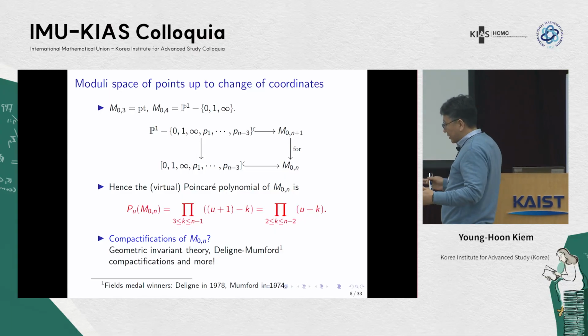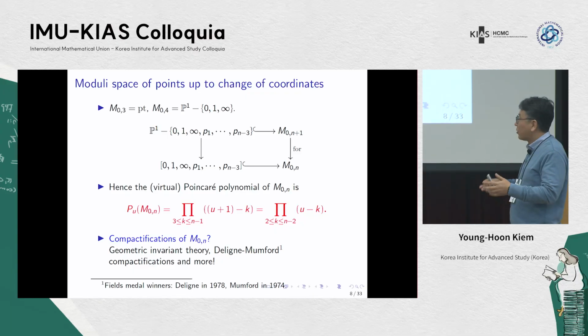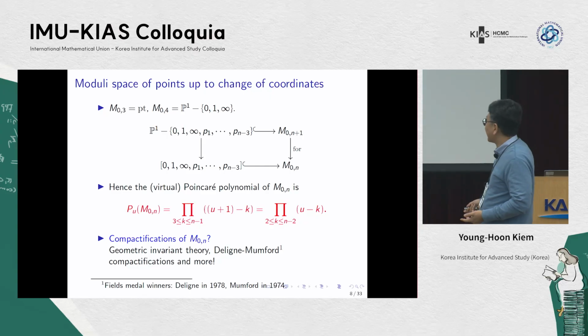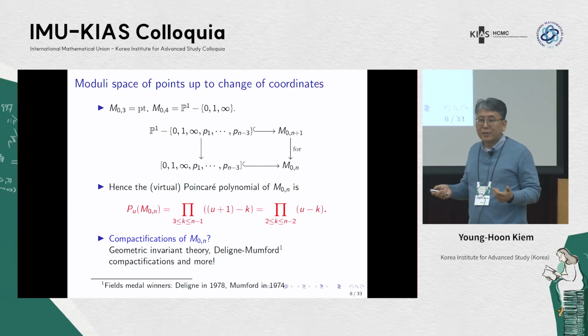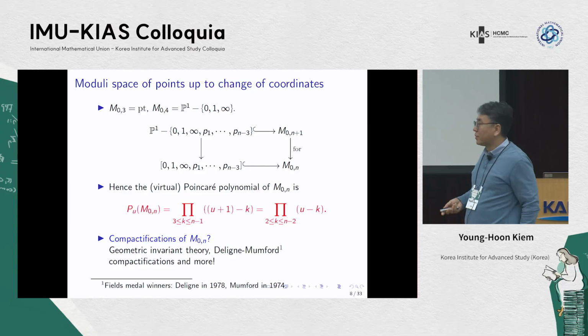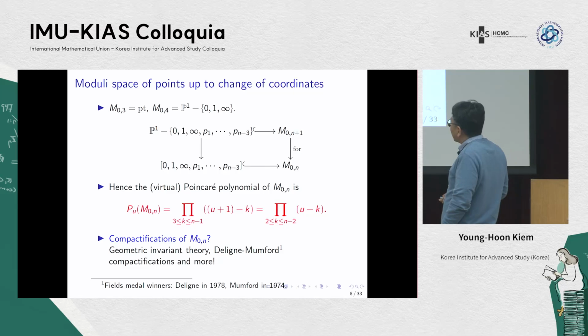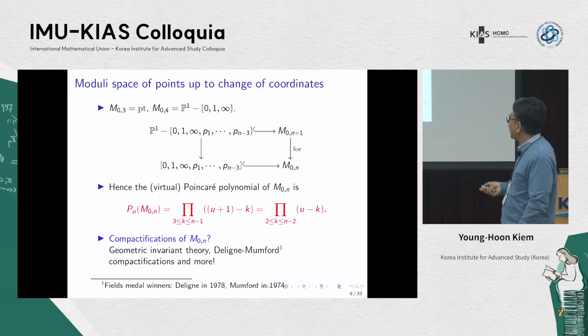But once again, as I said, I feel very nervous when I meet a non-compact space. I will always try to compactify this. So we ask for compactifications of M_{0,n}. What are the compactifications? In fact, there are many, many different ways of compactifying M_{0,n}. I'm going to talk about only two of the many known constructions in this hour.